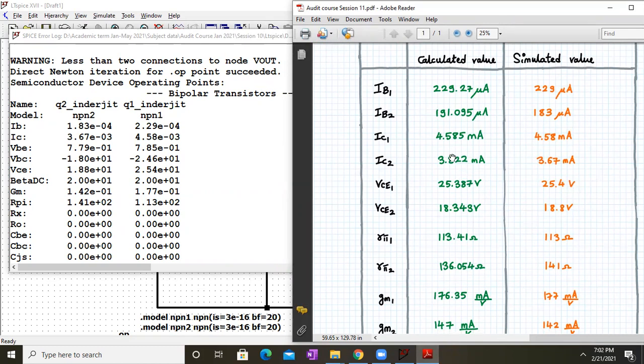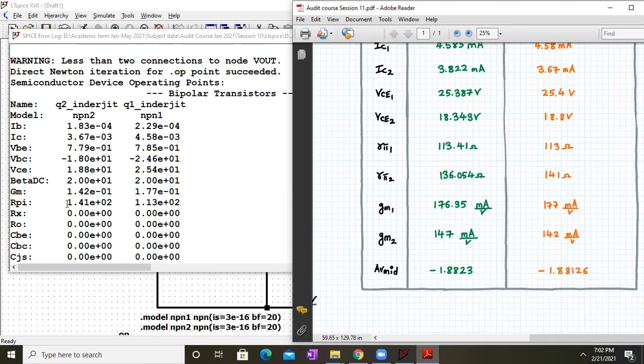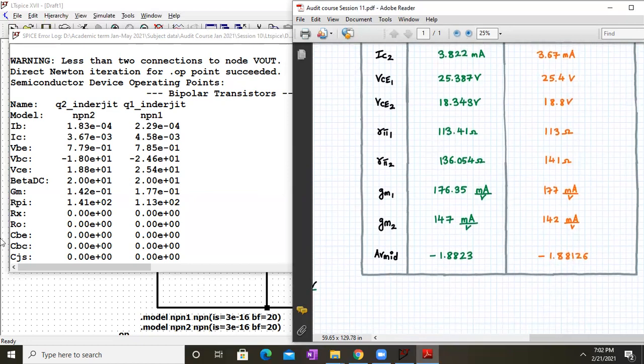Then IC1 is 4.58 milliamperes by simulation, and by calculation it is 4.585 milliamperes, also quite close. IC2 is 3.67 milliamperes, and we got a calculated value of 3.822 milliamperes. There are some slight differences, but they are tolerable. Next we calculate Rpi1. Rpi1 is 113 ohms, and by calculation we are getting 113.41 ohms. Rpi2 is 141 ohms, and by calculation we are getting 136.054 ohms.